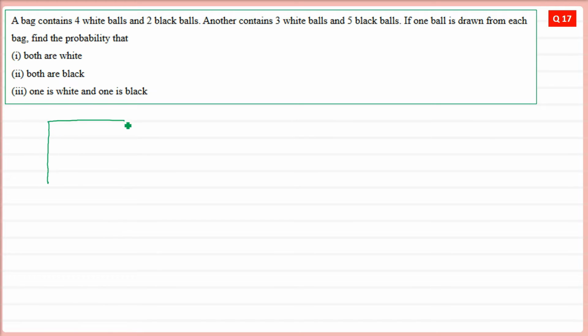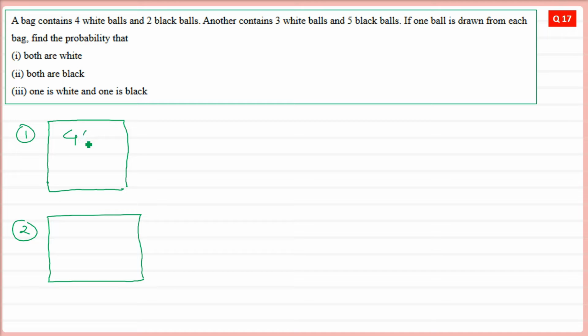So let's make the diagrams so that you can understand better. These are 2 different bags. The first bag has 4 white, second bag has 3 whites. The first bag has 2 black balls, the second bag has 5 black balls. So in all, 4 plus 2, 6 balls, white and black in the first bag, and the second bag has 5 plus 3, that is 8 total balls. If one ball is drawn from each bag, so one ball each is drawn from both the bags.